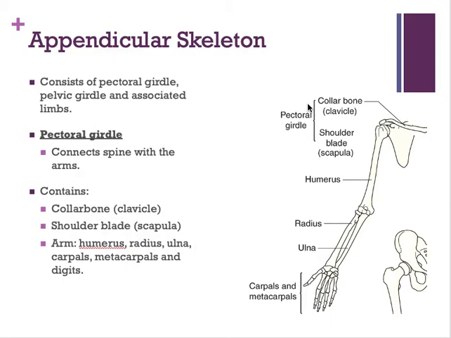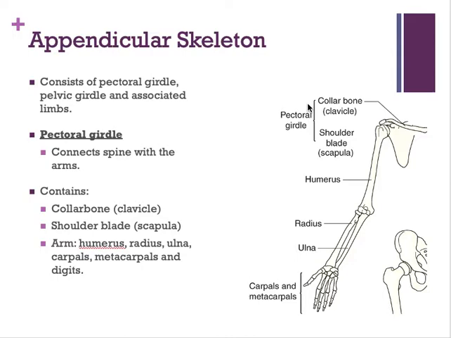Now, what about your appendicular skeleton then? As I said, it comes from the word appendix or add-on. So it consists of the pectoral girdle, your pecs up there around your shoulders, the pelvic girdle, your pelvis down around the hips, and then the associated limbs, and by limbs we mean your arms and legs. So the pectoral girdle then connects the spine to the arms. It contains a collarbone or clavicle, and that's the bone that kind of sticks out at the front of your body. A very sore one if you break it.